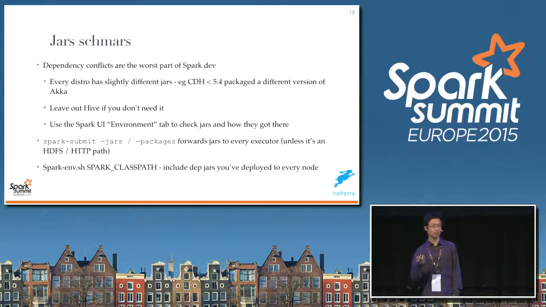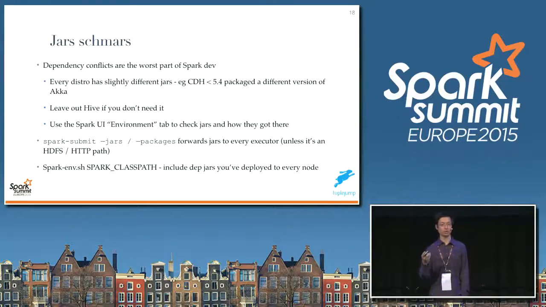There are a lot of components to Spark. For example, if you don't need Hive, I would definitely leave it out because Hive pulls in about 50 different jars. In the Spark UI, there's an environment tab that has a listing of all the dependencies. So you want to make sure you check that because that's Spark's view of what the dependencies are. And you have to be aware of distribution differences, like CDH in particular tends to change, for example, the version of Akka and things that come with it.